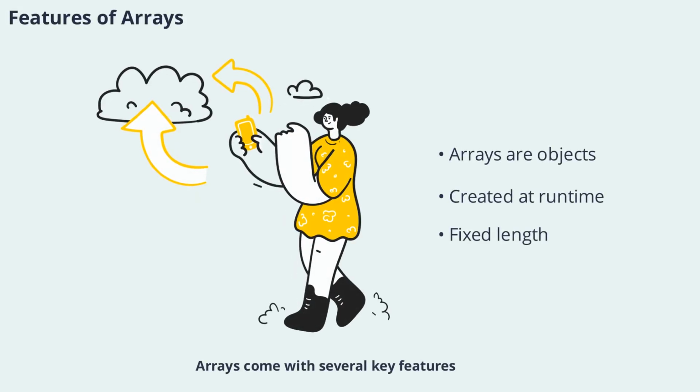Arrays come with several key features that make them powerful tools in programming. First, arrays are objects, which means they can even hold references to other objects. They're created during runtime and are dynamic, meaning they're stored on the heap. However, once you set their length, it remains fixed throughout the program. These features make arrays both flexible and efficient for handling large datasets or repetitive tasks.